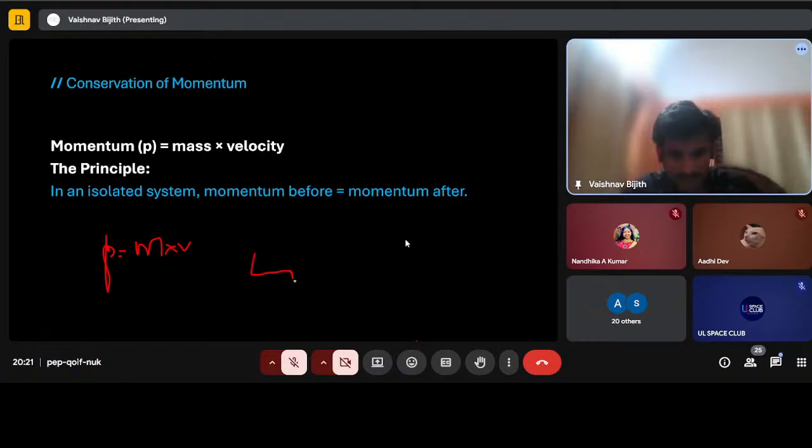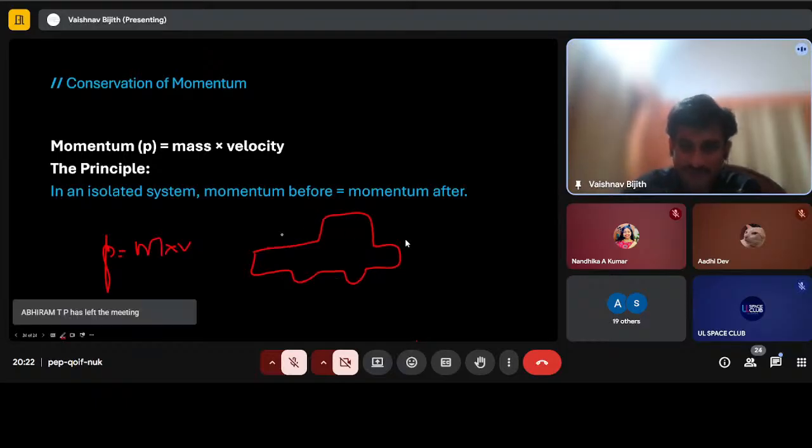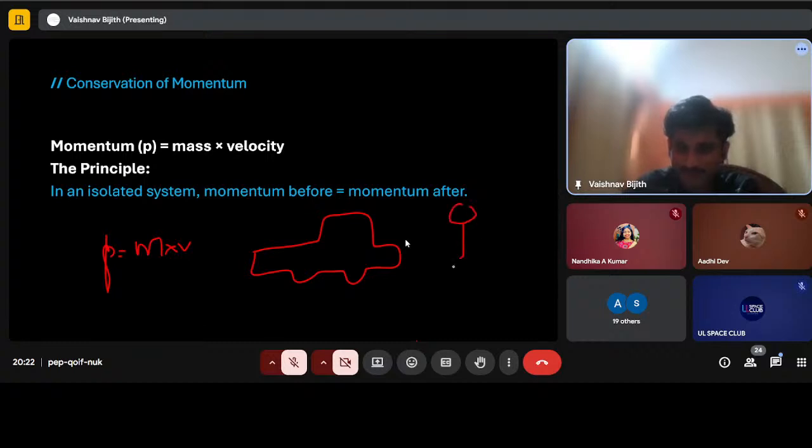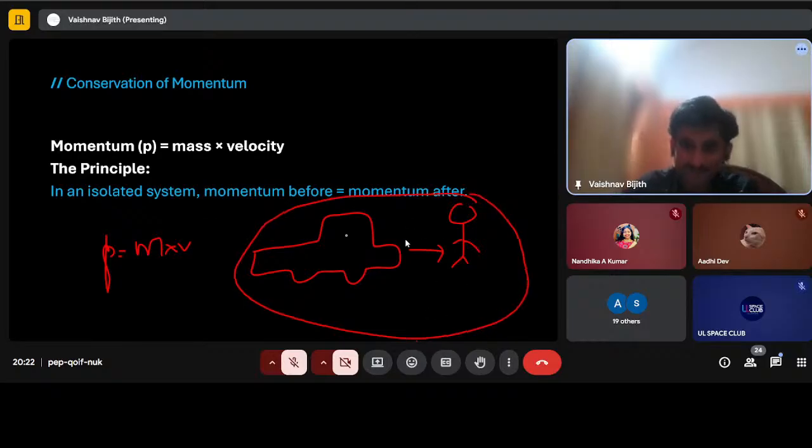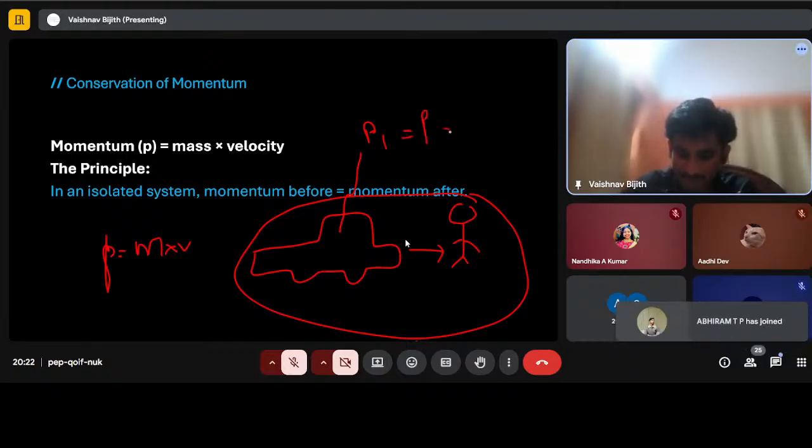In physics we consider the car as a system. Right now the car is an independent system, and now a person comes in front of it. It's another system. But when it comes into contact, this becomes a single system. So the car's momentum, let's say P1, will be transferred. The same amount will be transferred to this person here. It will become P2, right?